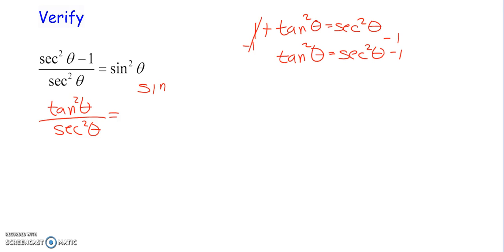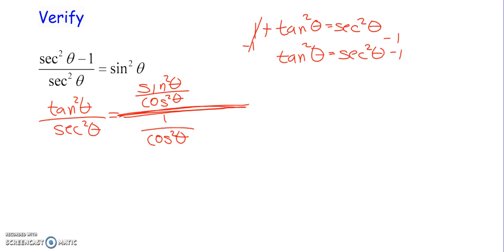Quotient identities. Your quotient identities. Sine squared theta over cosine squared theta, that's the entire top. The bottom, well, secant, by the reciprocal identities, I could write it as 1 over cosine squared theta. This looks like a complex fraction, but there's an easy way to deal with them. Dividing by a fraction is the same as multiplying by a reciprocal.